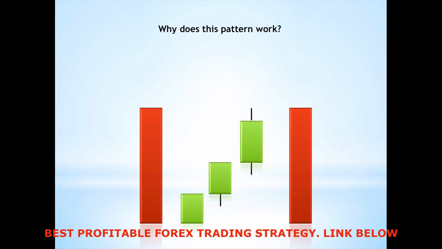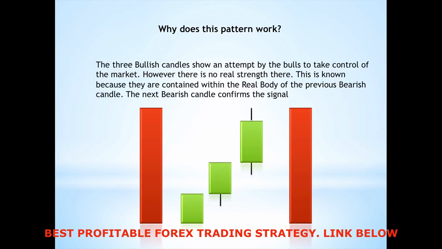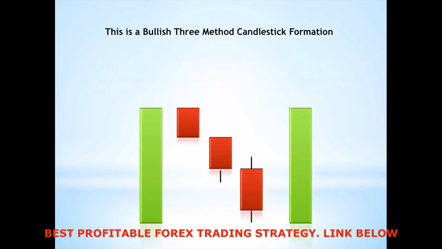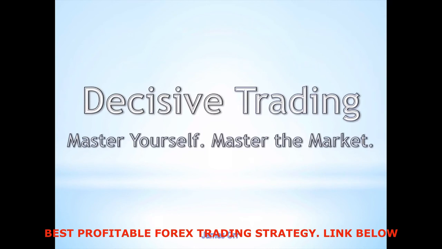And why does this pattern work? The 3 bullish candles show the attempt of the bulls to control the market. Since price is contained within the first bearish candle, you can see that there is little bullish sentiment. The next bearish candle confirms where the strength is held, and confirms the signal. The bullish 3-method candlestick pattern is again simply reversed. And those are my favourite, most consistent candlestick patterns.